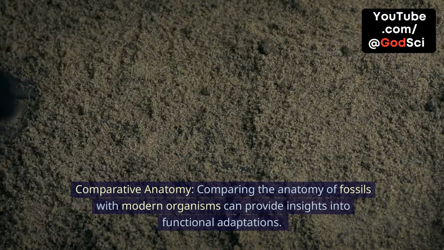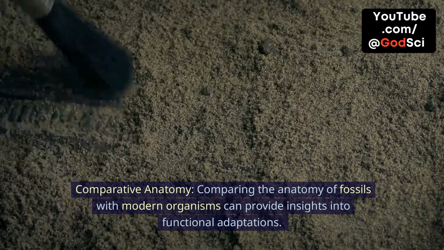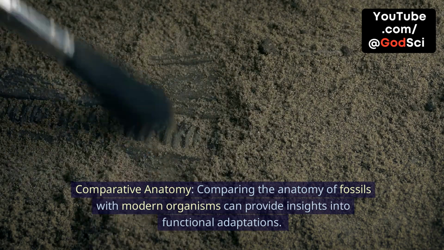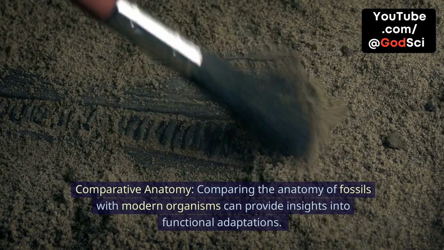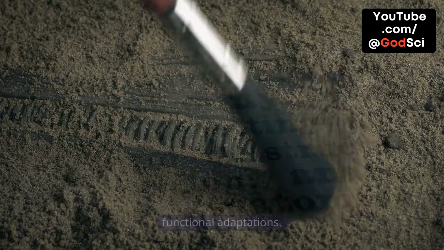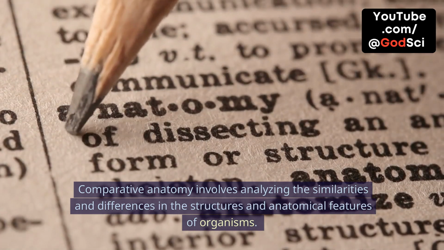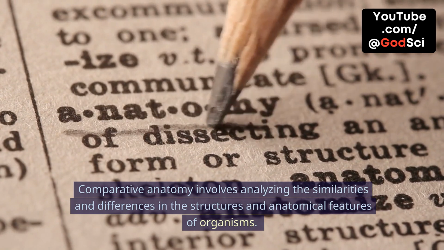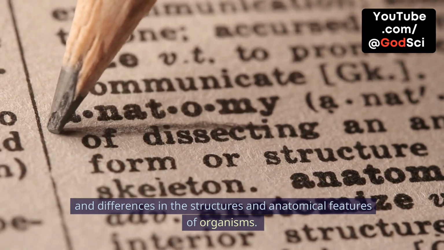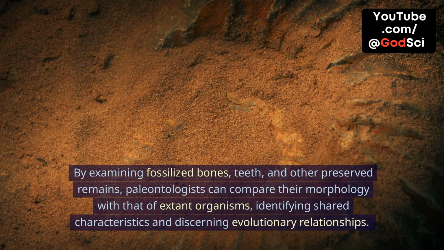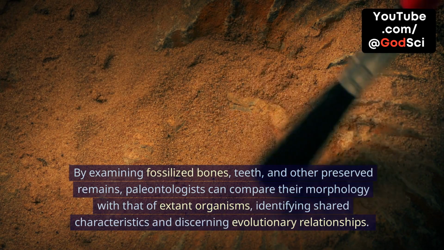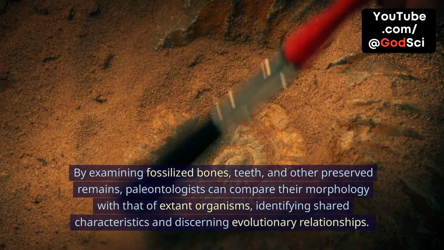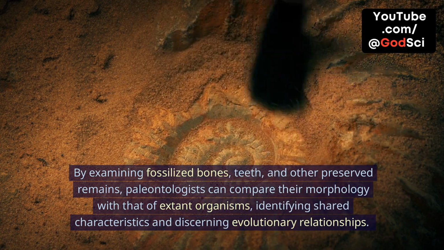Comparative anatomy. Comparing the anatomy of fossils with modern organisms can provide insights into functional adaptations. Comparative anatomy involves analyzing the similarities and differences in the structures and anatomical features of organisms. By examining fossilized bones, teeth, and other preserved remains, paleontologists can compare their morphology with that of extant organisms, identifying shared characteristics and discerning evolutionary relationships.